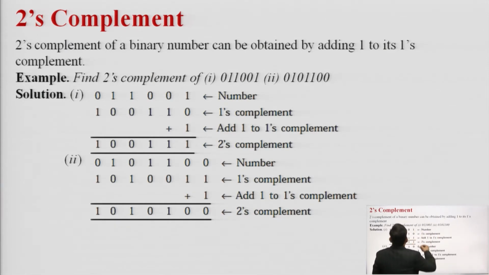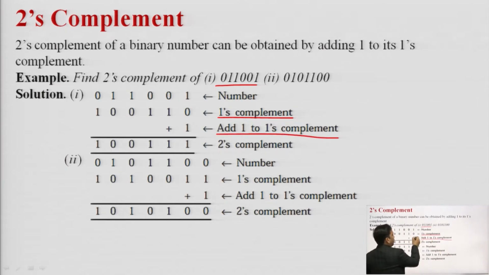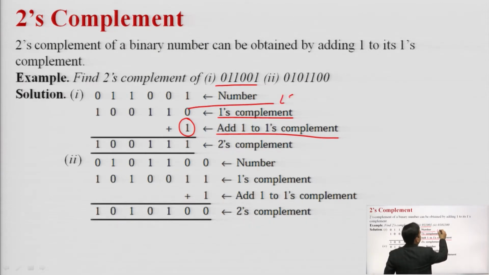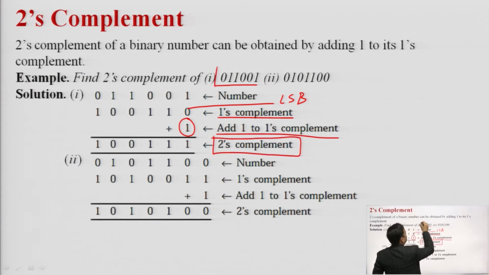If we need to find the twos complement of 0 1 1 0 0 1, first the ones complement is given by 1 0 0 1 1 0, and we add 1 to the LSB. This bit is the LSB. So we have 1 0 0 1 1 1. This is known as the twos complement of the given number.